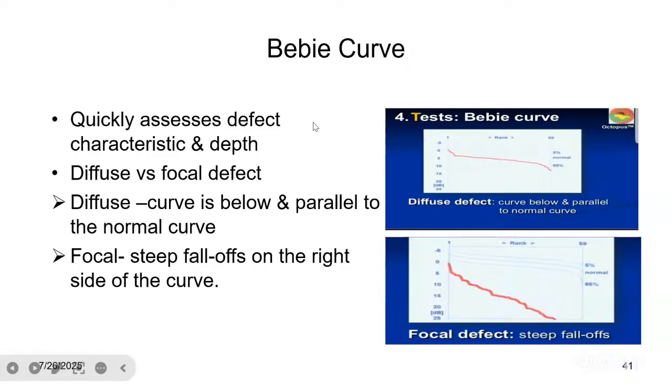Thank you, sir. Okay. So for Bebie curve, this just gives a quick assessment of the characteristics and depth of a defect. So for example, we either have a diffuse or focal defect. For a diffuse defect, we see a curve below and parallel to the normal curve. While in a steep fall off, we usually have a fall to the right of the curve.